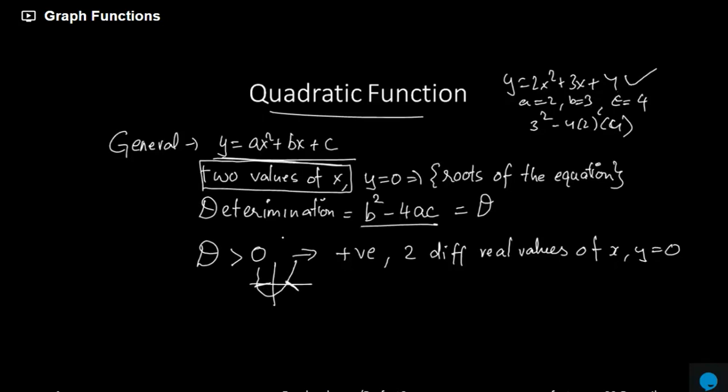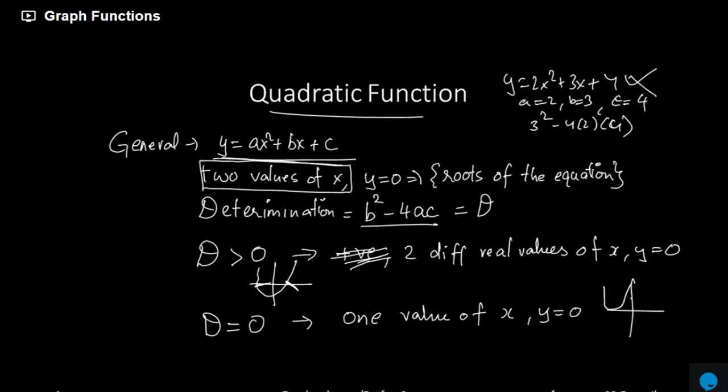This would very well be a different equation. So when the value of d is equal to 0, then there is only one value. So remove this positive, it need not be positive. When d is equal to 0, there is only one value of x where y is equal to 0. That means the graph just touches the x-axis.